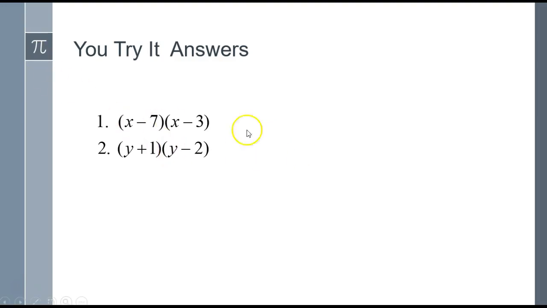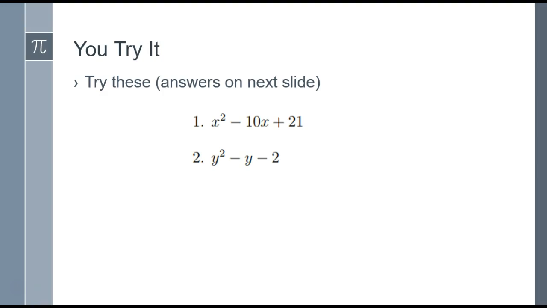Alright, I get x minus 7 times x minus 3 for problem 1, and notice that the 21 was positive. If I'd used a plus 7 and a plus 3, they would have multiplied to positive 21, but I would have had a positive 10 in the middle. So when c is positive and b is negative, you can use 2 negative factors to make that last number. So that's how we got x minus 7 times x minus 3. Negative 7 times negative 3 is indeed plus 21. Negative 7 plus a negative 3 is negative 10.